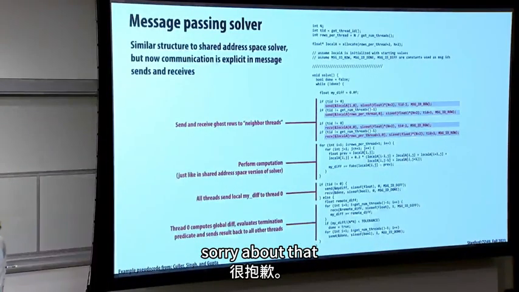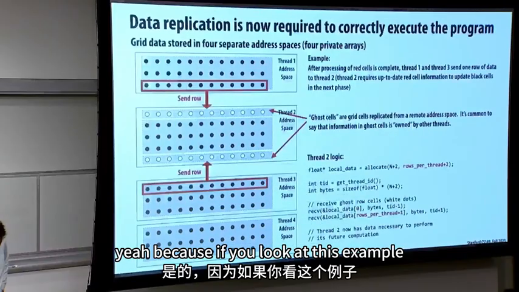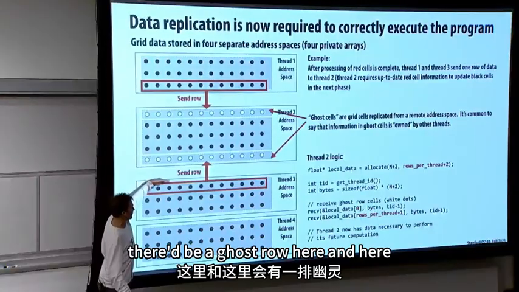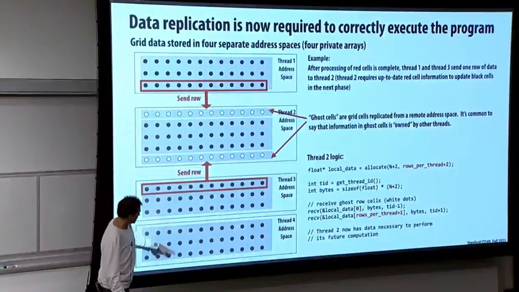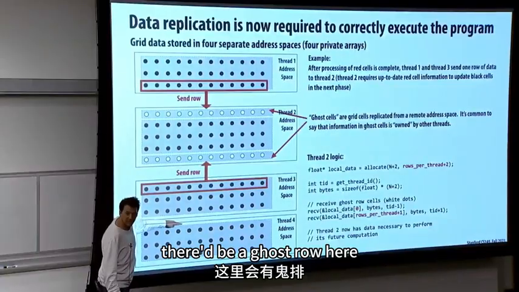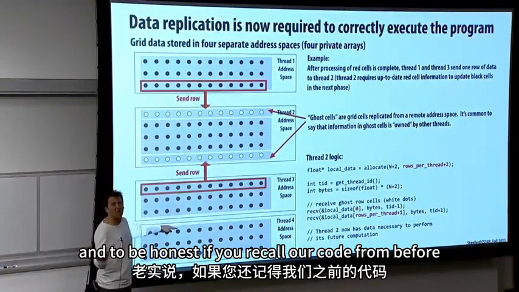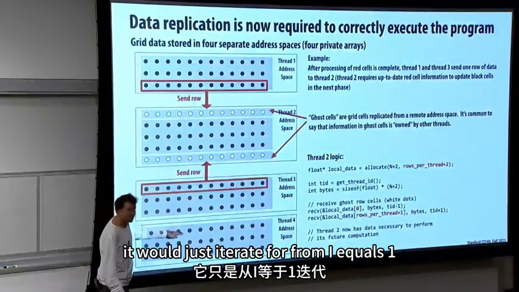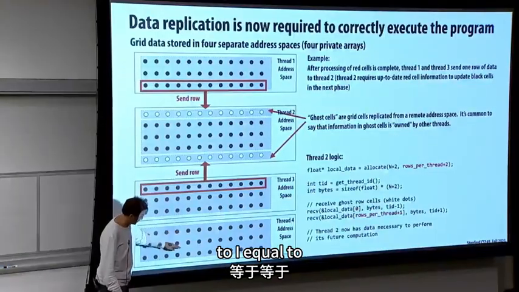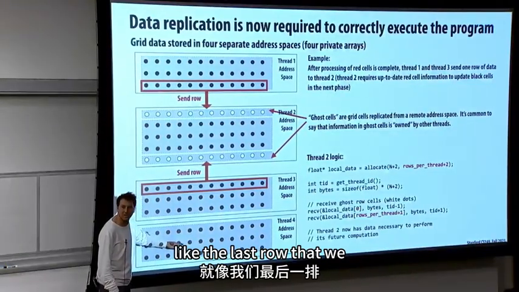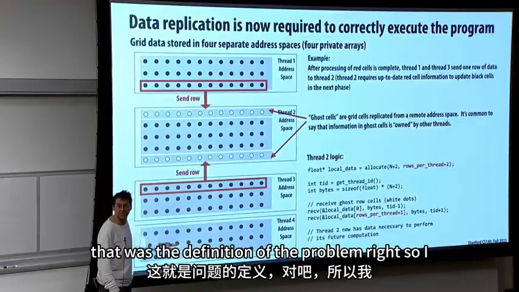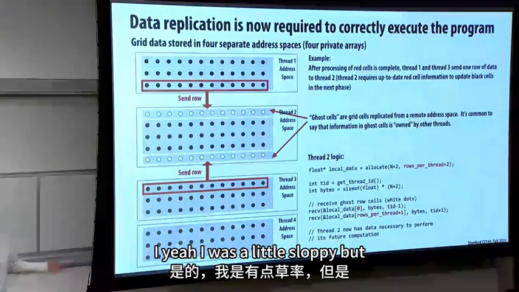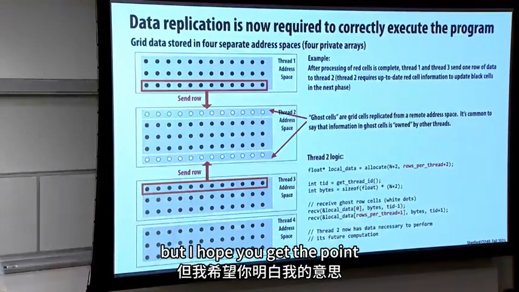Sorry about that. Yeah, because if you look at this example, now I'm only showing the ghost rows for thread 3, but as you pointed out, there'd be a ghost row here and here. There'd be a ghost row here. And to be honest, if you recall our code from before, it would just iterate from I equals 1 to I equal to the last row that we compute values for was this one. That was the definition of the problem, right? So I was a little sloppy, but I hope you get the point. Right, okay.